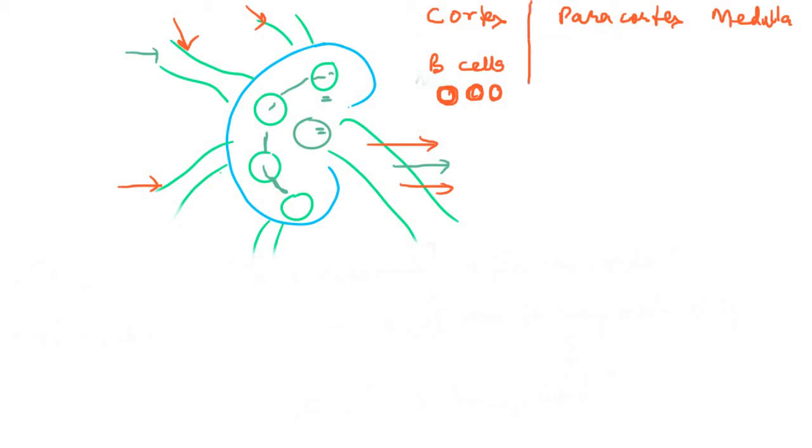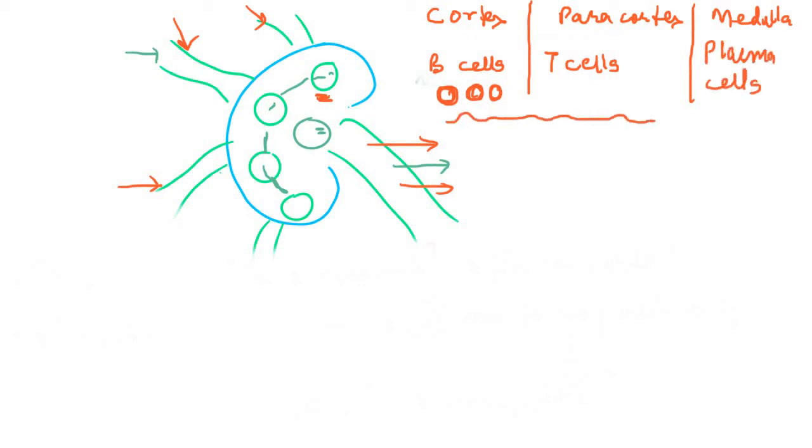The paracortex is the area which is just deeper to the cortex and it consists of predominantly the T cells. And the medulla is the innermost area, and in this medulla the plasma cells are present which have matured in the cortex and paracortex, and also there are some specific cells like macrophages, histiocytes, etc. So I will write the plasma cells, they are found in the medulla.